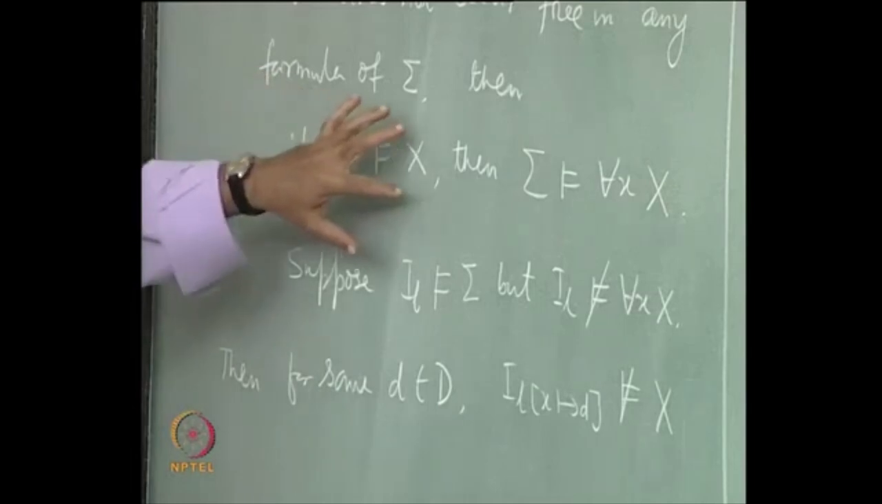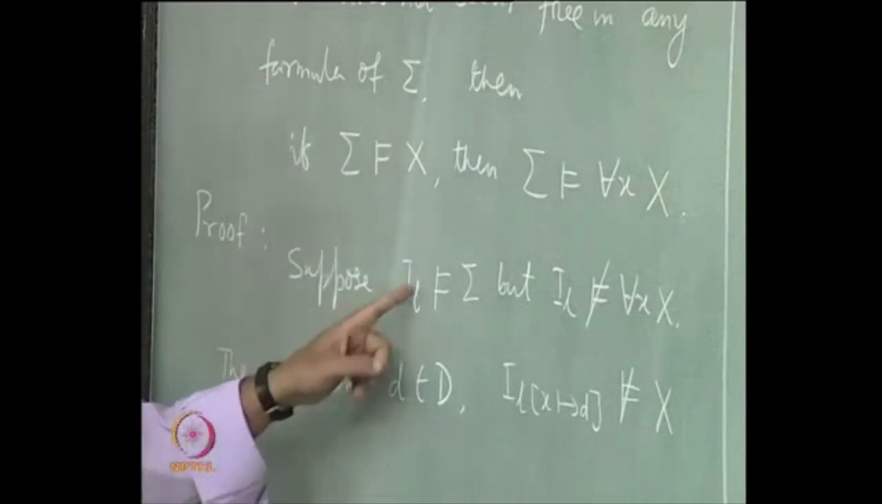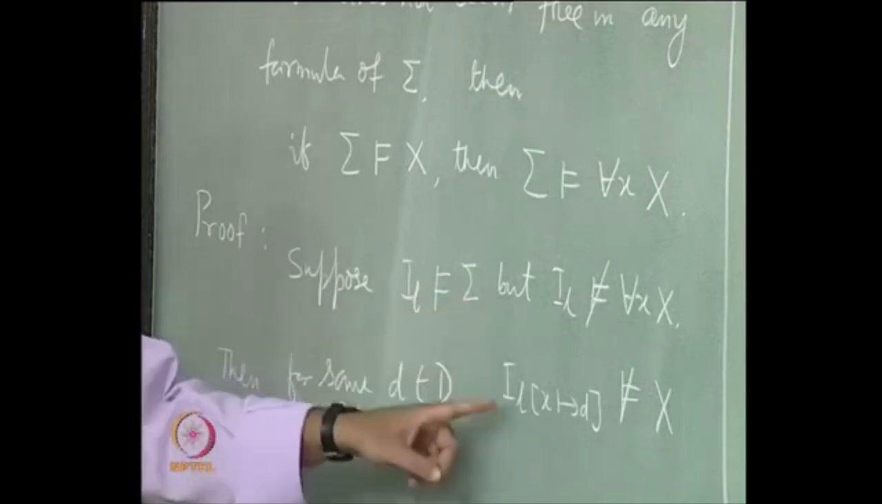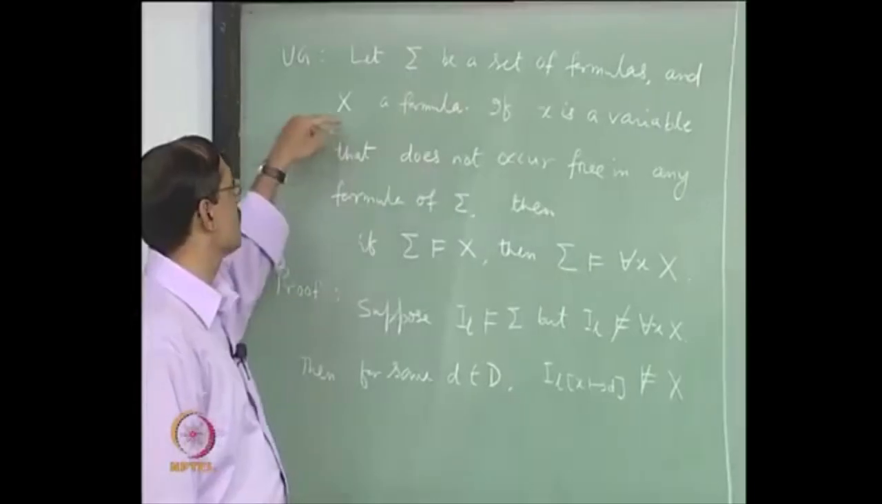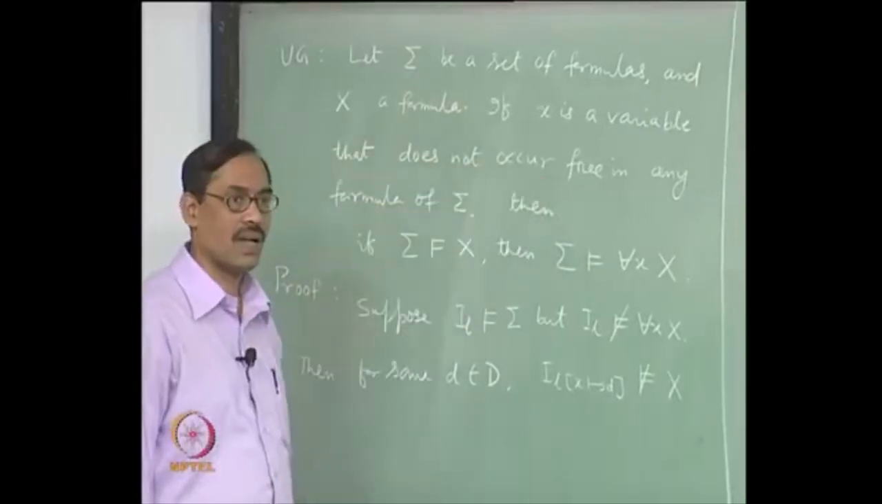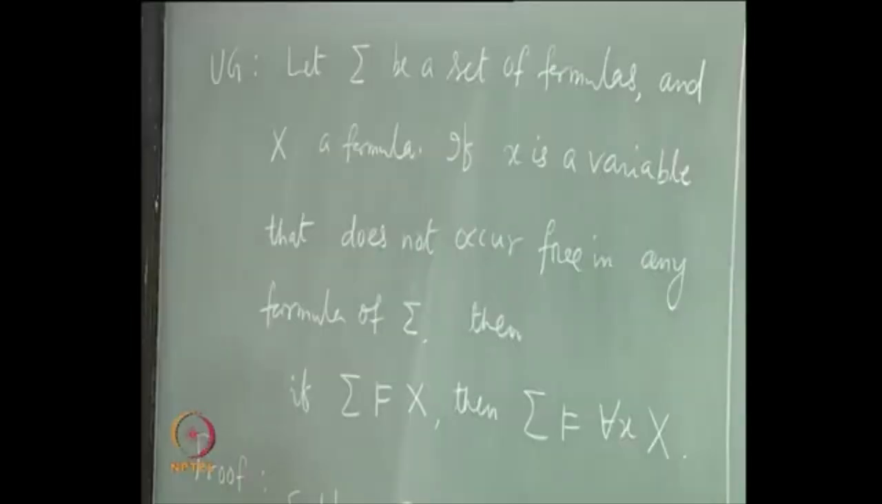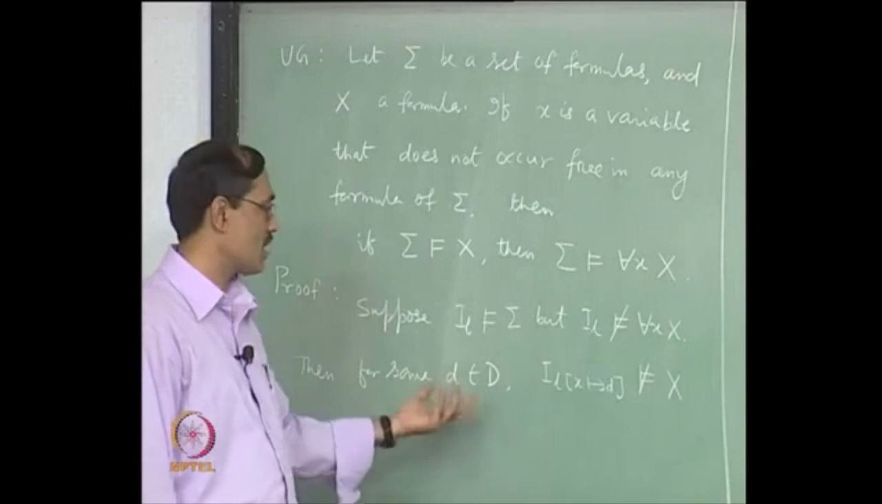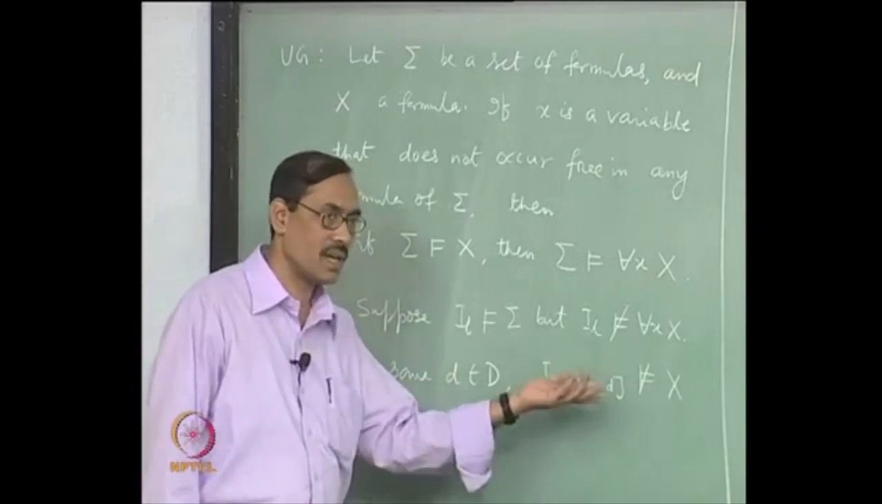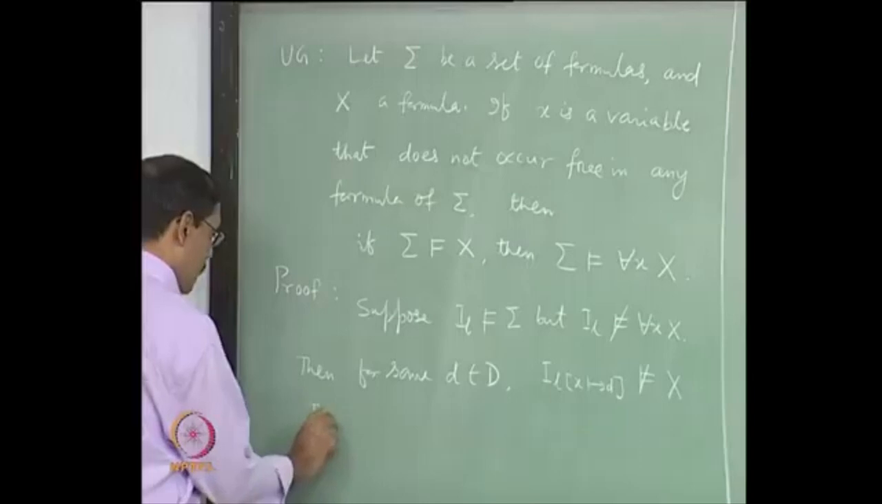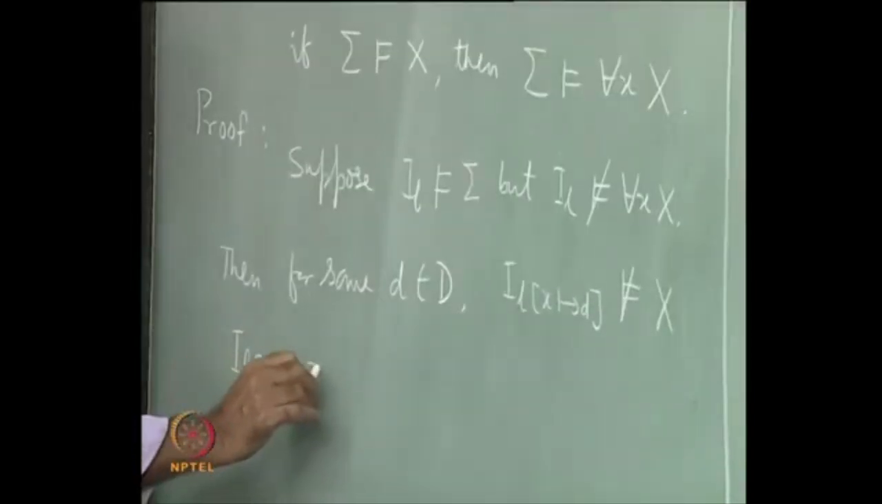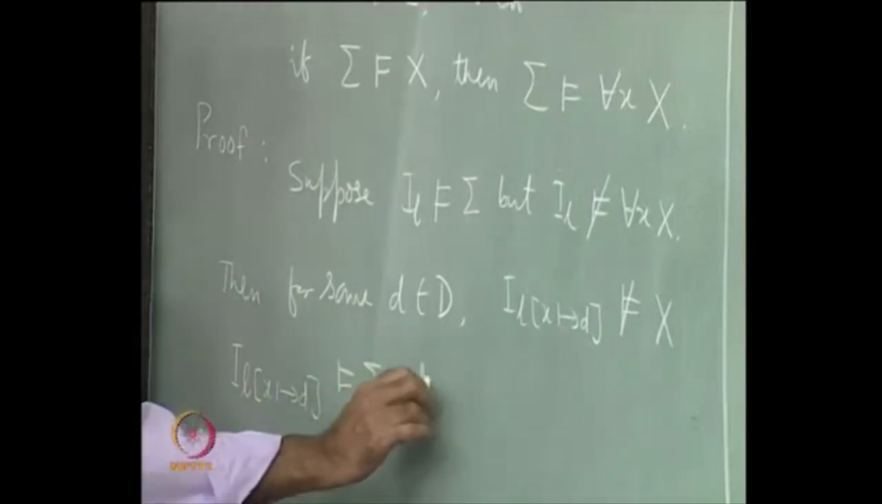See, we have to use this sigma entails φ somewhere. So once you say IL satisfies sigma, it is the same thing as telling IL x fixed to d satisfies sigma. Why is it so? Because x does not occur free in any formula of sigma. x itself does not occur. So that is your relevance lemma, right? If x does not occur, then whatever value we fix to it, it does not matter. Whether it satisfies or not will be fixed by the original valuation, right. So we see now that IL x fixed to d satisfies sigma due to the relevance lemma.